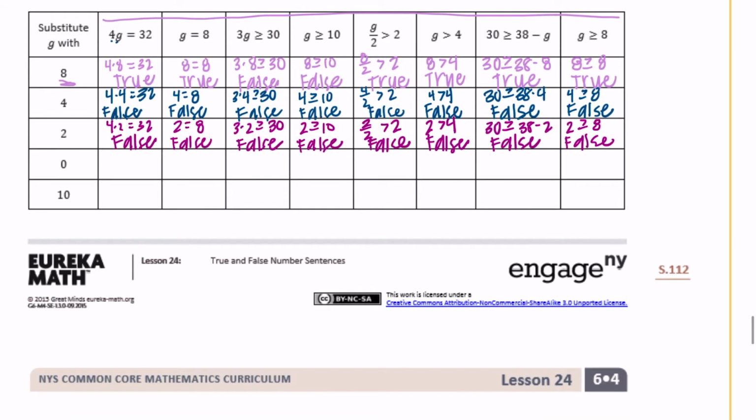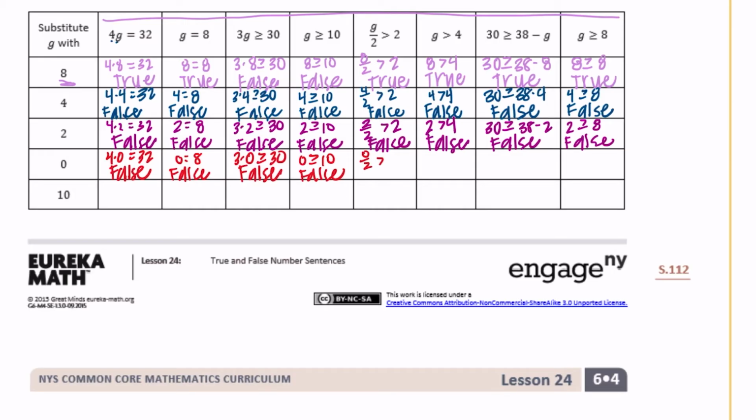Okay, 0. I feel like we're going to get a lot of falses again. So 4 times 0 is equal to 32. Well, 4 times 0 is 0, and 0 is not equal to 32. So false. 0 is equal to 8. False. 3 times 0 is greater than or equal to 30. Is 0 greater than or equal to 30? No. 0 is greater than or equal to 10. Nope.